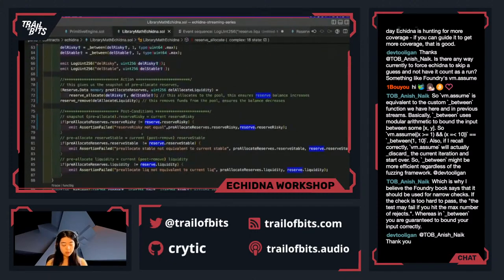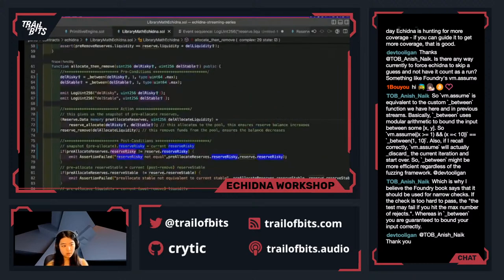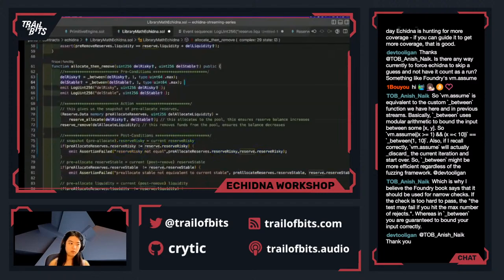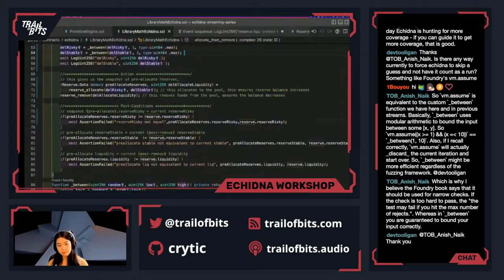So the issue that we're experiencing now is that the pre-allocate reserves are essentially zero, comparing a zero against reserves. So what we've done is added a few additional events here just to make sure that we have an idea of what the system looks like, which allows us to go into the code and try to debug, or provide more intuition for debugging.